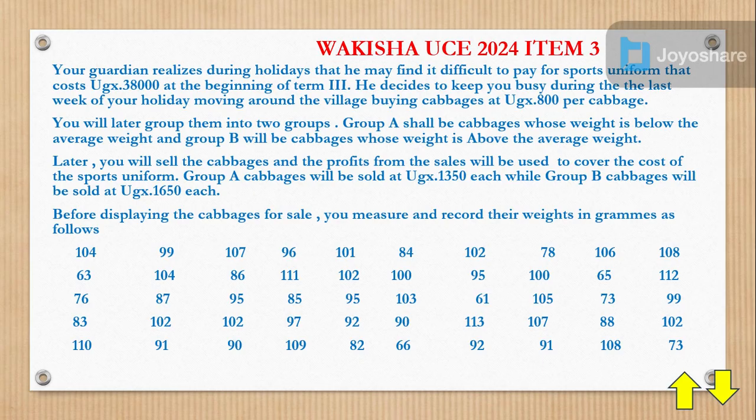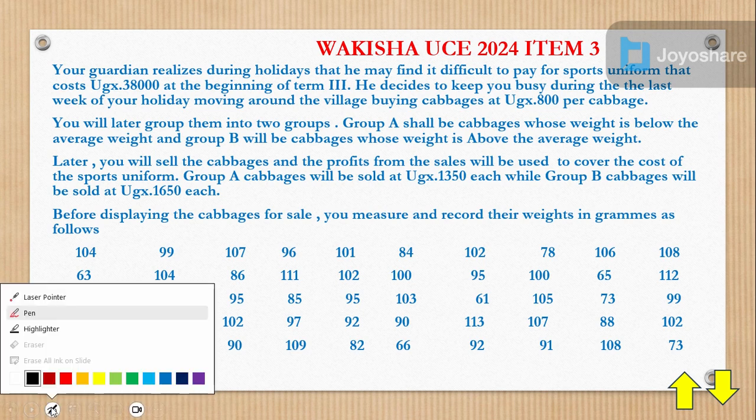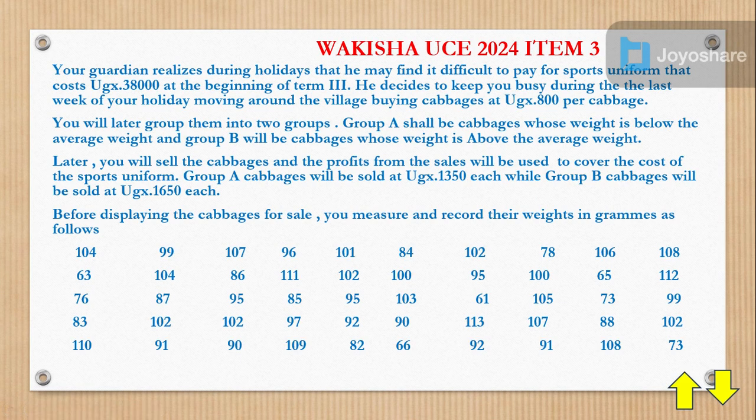Your guardian realizes during holidays that he may find it difficult to pay for a sports uniform that costs Uganda shillings 38,000. Let's begin by noting that. So therefore, at the beginning of term 3, he decides to keep you busy during the last week of your holiday.